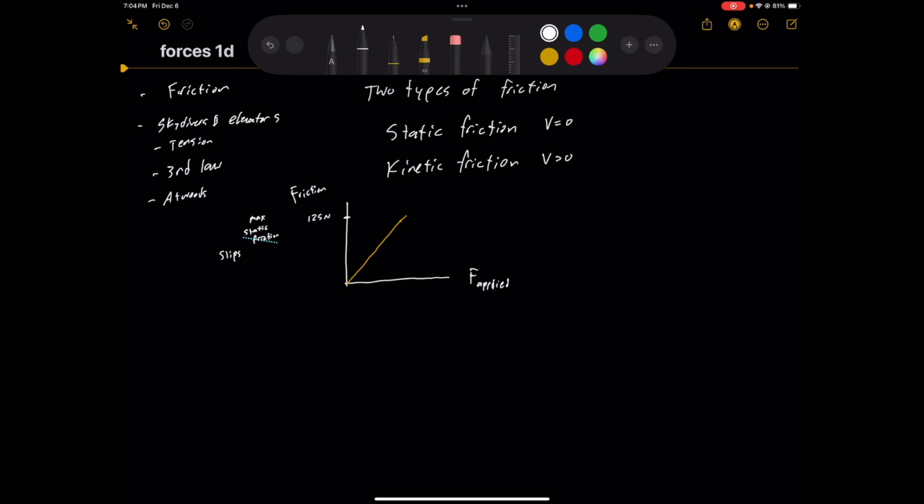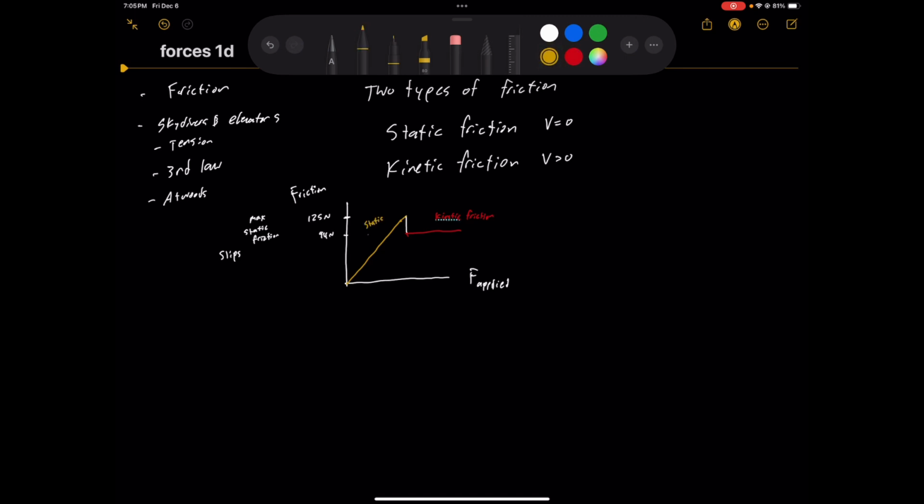As soon as it slips, it immediately drops down to a lower value. And I believe that was 94? So 94 newtons. And then it just continued going like that. So actually, I'll use a different color. So now at this point, it doesn't matter how much more force I apply, it stays at 94 newtons. So this region here, this is when they're sliding past each other. This is the kinetic friction. And this here, this is the static friction.